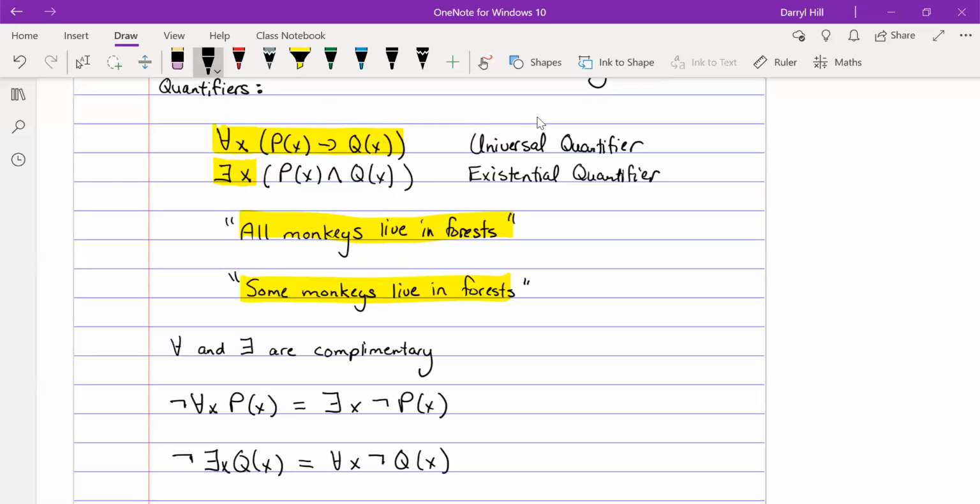And if I use an implies with the existential, then I'm saying there exists an animal, and if that animal is a monkey, it lives in the forest. But it's not really saying that. The problem is that that animal might not be a monkey. So there exists an animal; if that animal is a monkey, it lives in the forest. Well, that animal might be a fish. So that doesn't correspond to some monkeys live in forests. That one's maybe a little trickier to get a hold of.